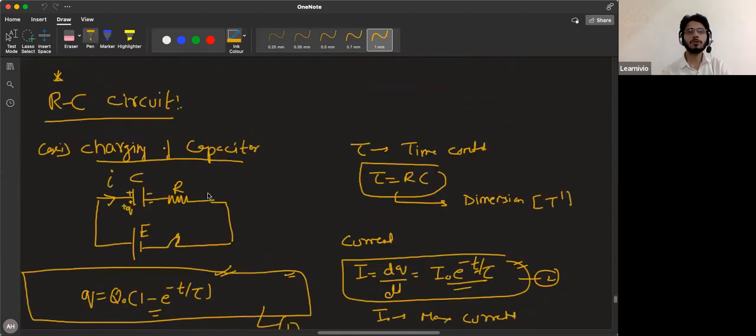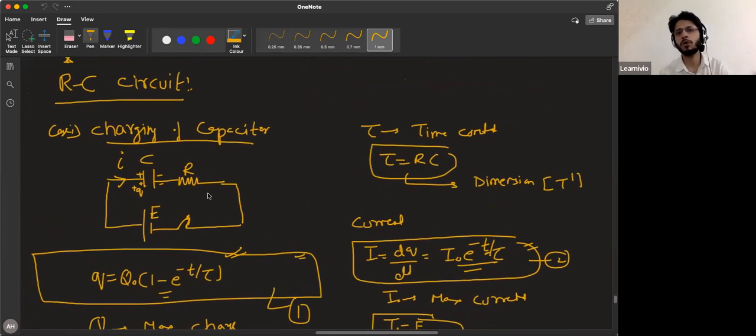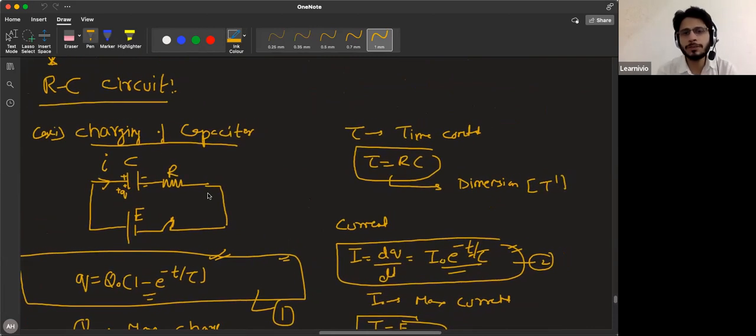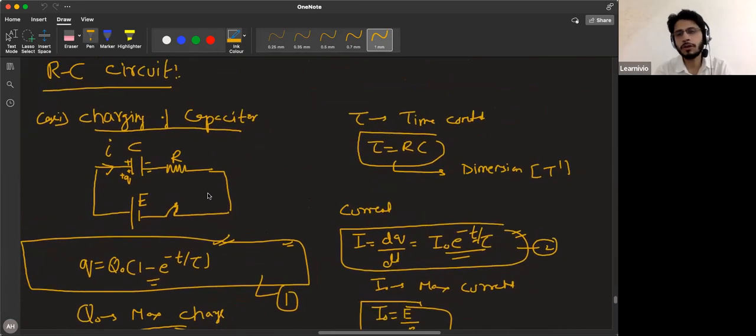That's the only topic which is in JEE syllabus, but not in class 12 syllabus, that is RC circuit. The another topic is potentiometer. So the 2 topics which are in JEE syllabus but not in CBSE syllabus are RC circuit and potentiometer. So let's recall this thing once again.